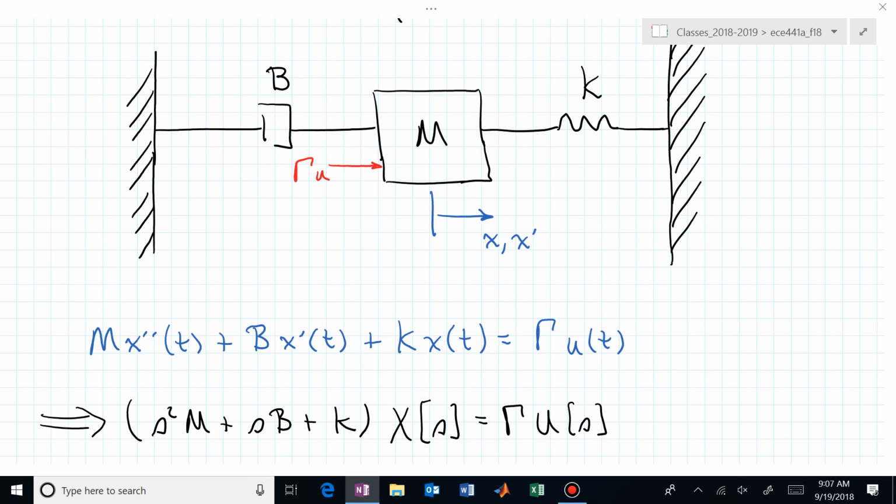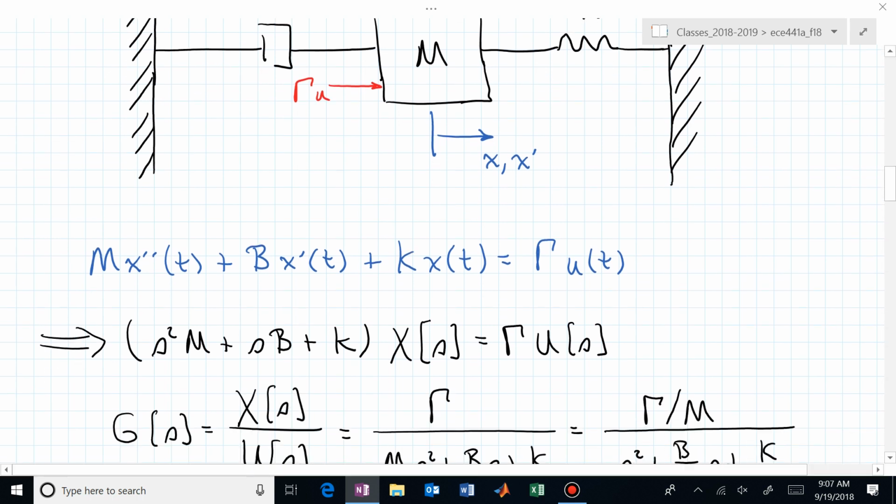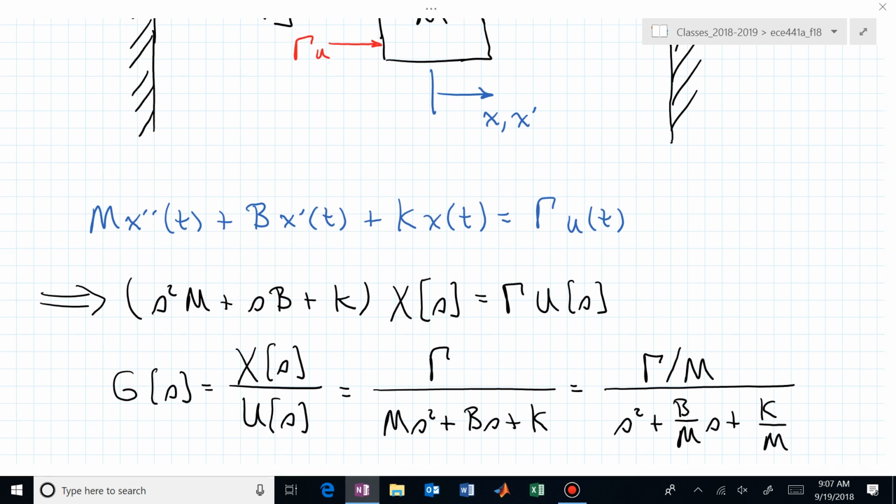That's due today. Here's the Laplace transform of that. It's second order. There's the s squared. And here is now the transfer function between the input u and the output x. We simply take the ratio of the output over the input, and write down our transfer function G(s).